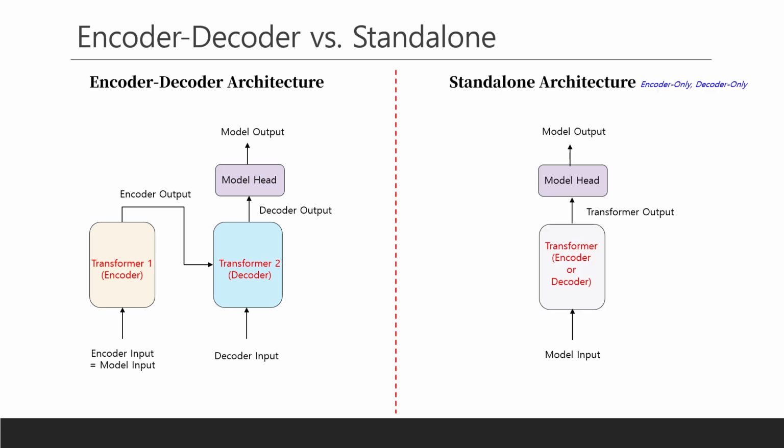Now, let's compare this to the standalone architecture. On the left, you can see the encoder-decoder setup we just talked about, two transformers working together. But on the right, in a standalone architecture, there's only one transformer, either an encoder or a decoder.